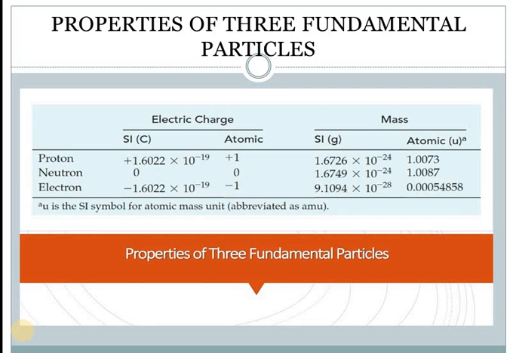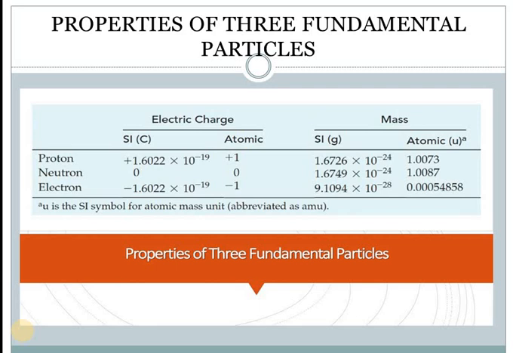If we take the mass, there is little variation in all the masses. You can see that the proton, if we take it in grams, is 1.6726 into 10 raised to power minus 24 grams, while that of the neutron is 1.6749 into 10 raised to power minus 24. While that of the electron is very small, that is 9.1094 into 10 raised to power minus 28.